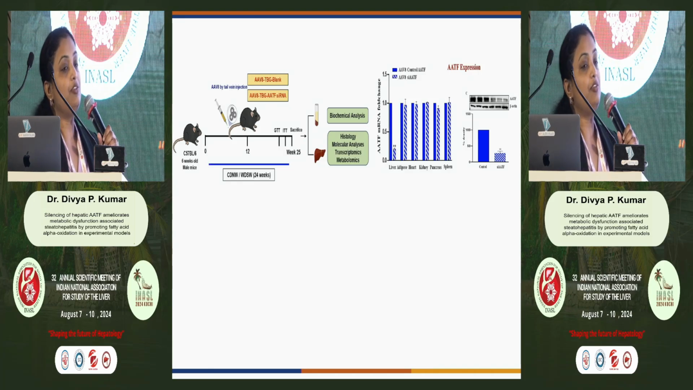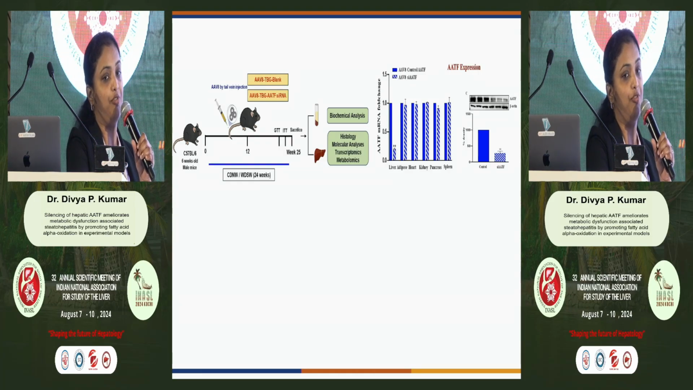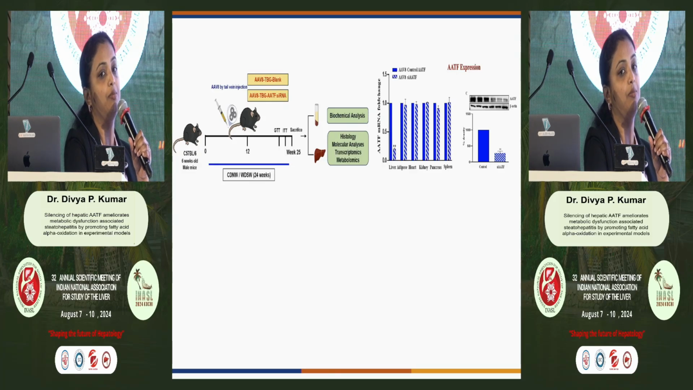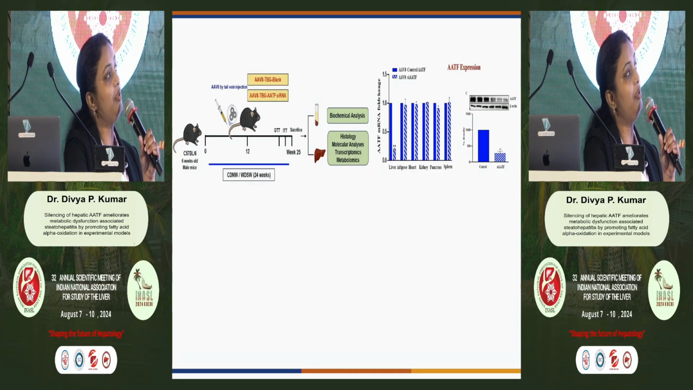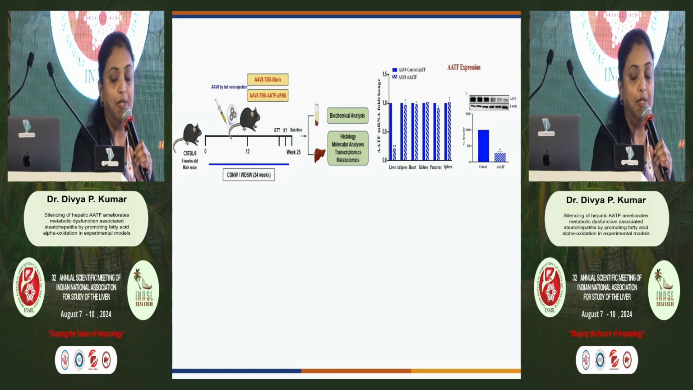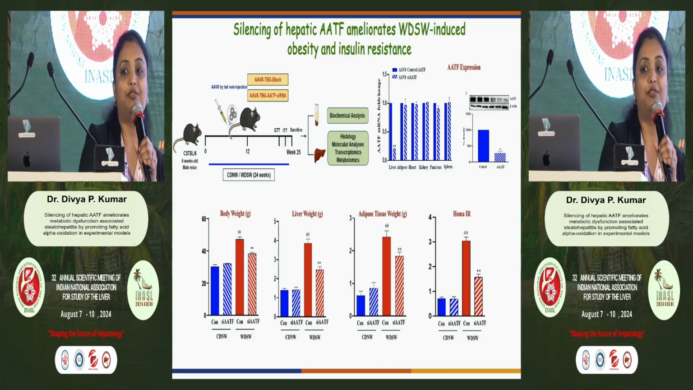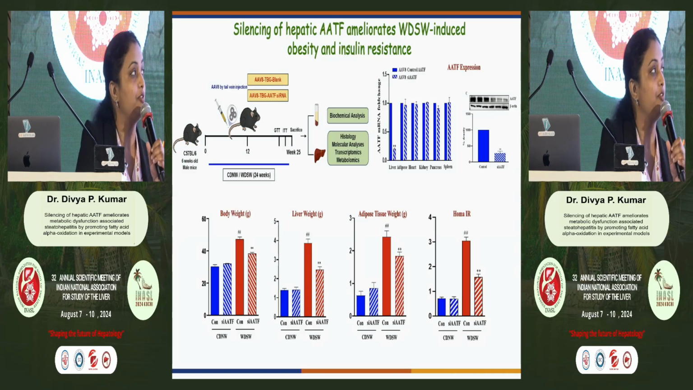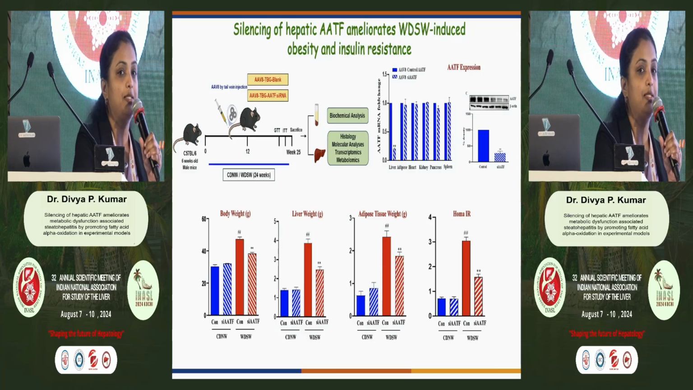The first thing, to make sure the experimental work is valid, was to check the expression of AATF. As you see, there was inhibition of AATF expression in the liver, but not in any other organ, and the protein expression has also been done. Moving on, I'll be presenting only the key data, given that only 9 minutes is allotted for the talk.